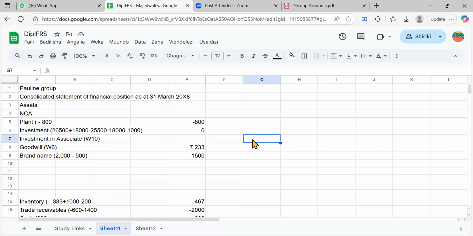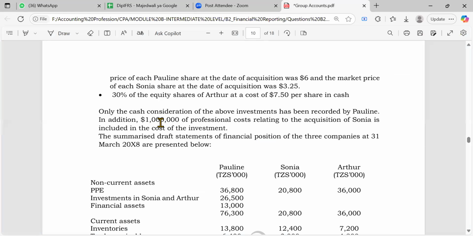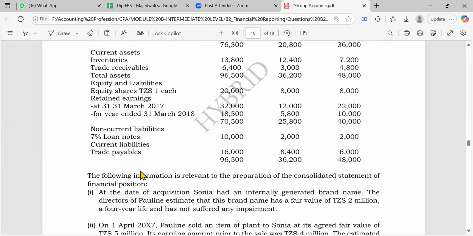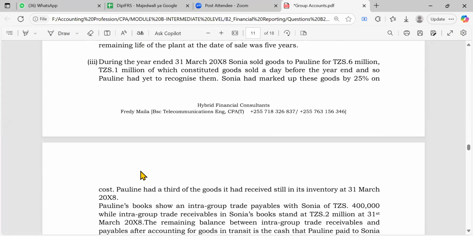Of course, it should be very rare. On my side, I've solved a lot of questions, but finding a question having these matters, or even professional fees having been treated wrongly, is rare. But we have to be ready. Okay, so everything should have been fine here. What working haven't we gone through? I think it's only the last one.